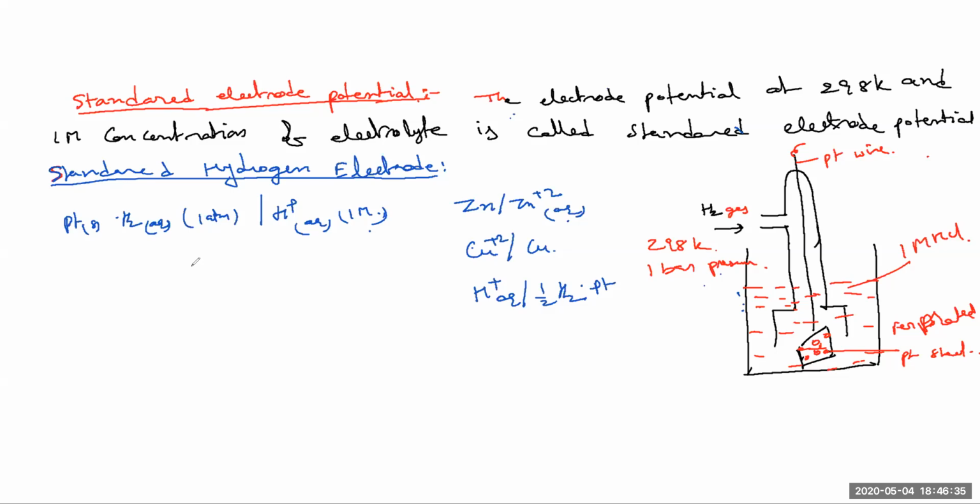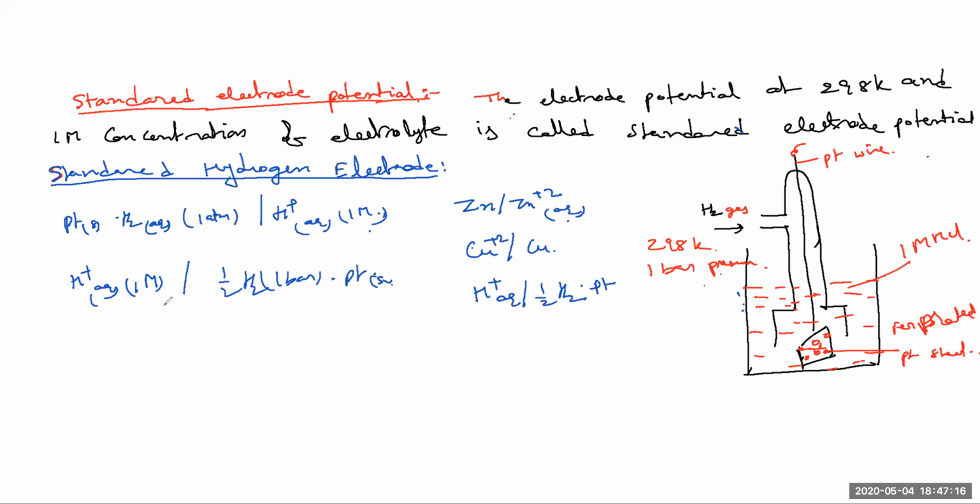So this is the representation of the cell. Hydrogen gas converted into H plus. That is the oxidation. What is the reduction? Reduction means H plus aqueous, 1 molar concentration, and H2 gas, 1 bar, and platinum solid. This is the representation I have already written.